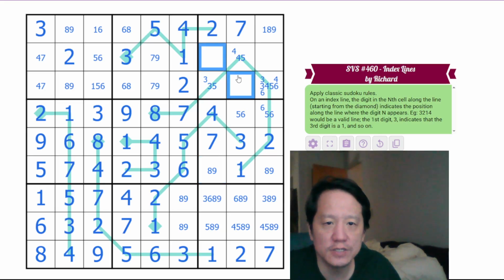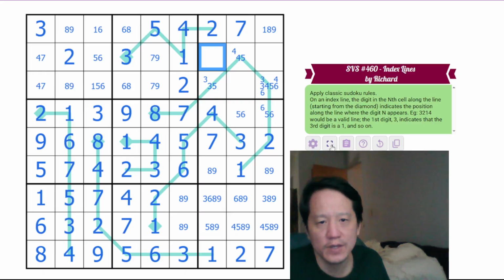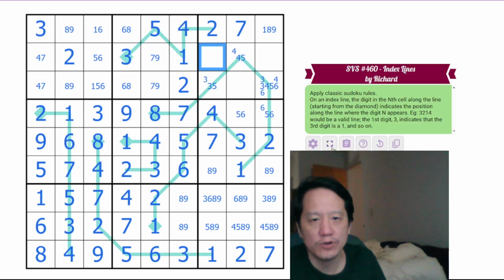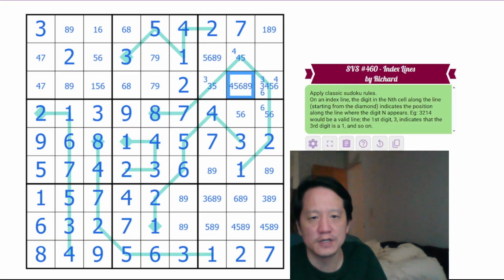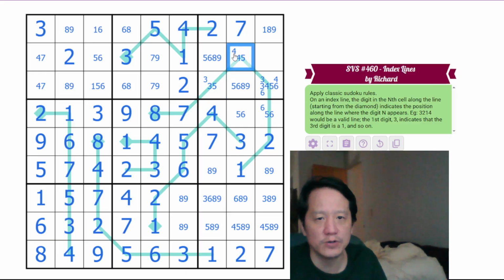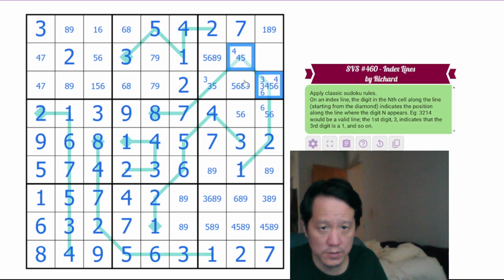Remaining digits in upper right-hand box. Well, let's just do column 7. We have 3, 5, 6, 8, 9. No 3 here. That's all we have restricted. Column 8. We have 4, 5, 6, 8, 9. 4 cannot be here because one of these is guaranteed to be a 4.